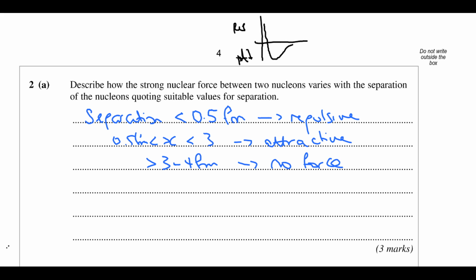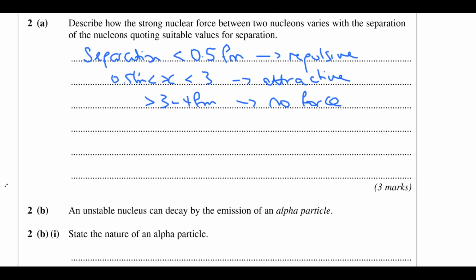And those will be the 3 points you need to make. So as I said, you would need to write this out in full. This wouldn't be okay to write like this. So separation is less than 0.5 femtometers. It's a repulsive force. So that's the area in this part here. Between 0.5 and 3, it's an attractive force. Then after 3 femtometers approximately, the force is 0. Those are your 3 key points.